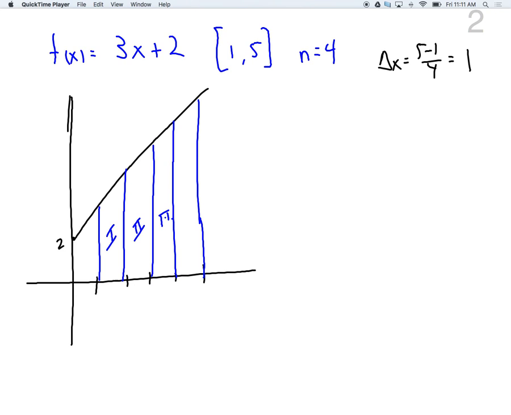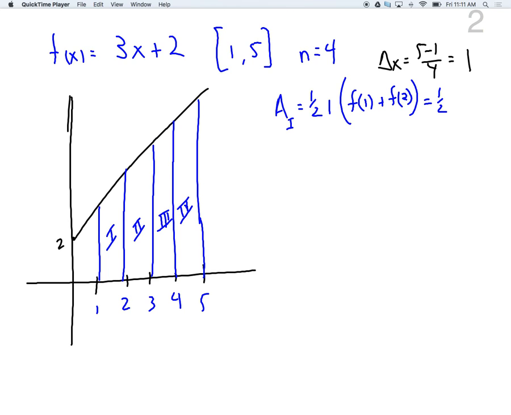2, 3, and 4. Okay, area of trapezoid number 1 is 1/2 times the height of that trapezoid, which is delta x, which is 1, times f of 1 plus f of 2. I'm going to write it out the long way just so you can see what's going on. Are we good with that so far? How do I get f of 1? Plug it in. So I'll get 1/2 times f of 1 is 5 plus f of 2, which is 8.